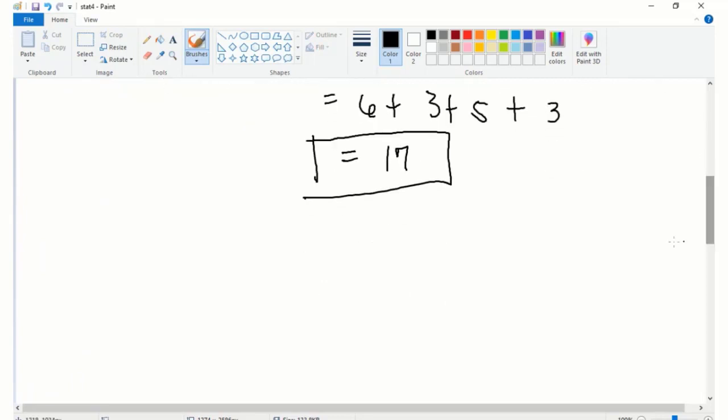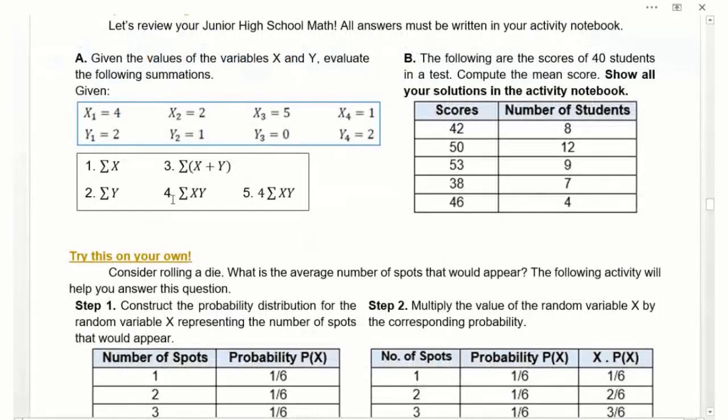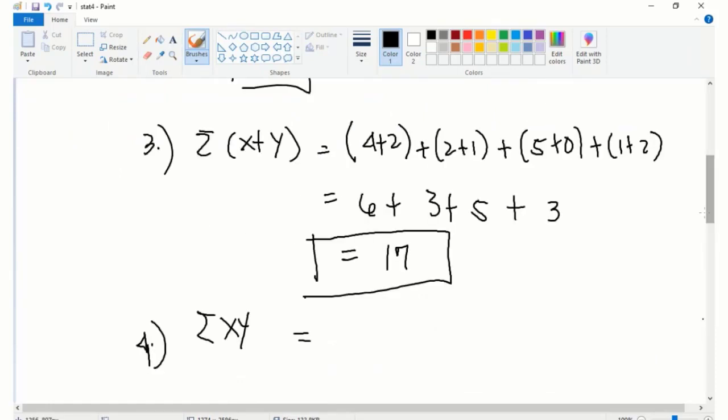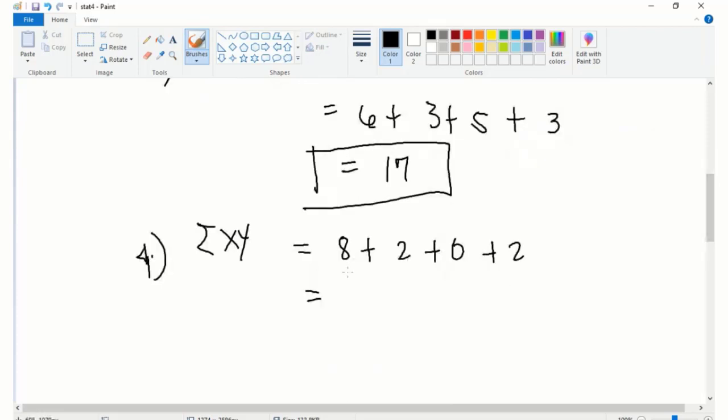Okay, ginamata-mata ko lang. Sometimes kasi nagkakamali ako pag ginamata-mata ko lang. Okay, number 4. Summation of xy. So ito naman, times lang. So i-times muna natin siya bago I'm so sorry about the cats. Anyway, so instead of addition, it times natin siya. So 4 times 2 is 8. Idiretso ko na lang guys ha. So 4 times 2 is 8 plus 2 times 1 is 2 plus 5 times 0 is 0 plus 1 times 2 is 2. So the summation of x times y is equals to 12.